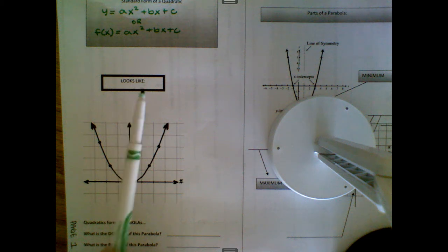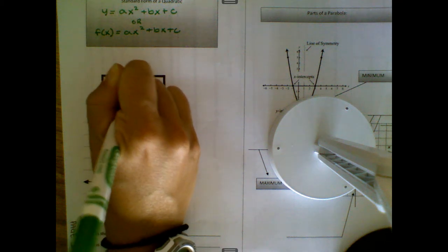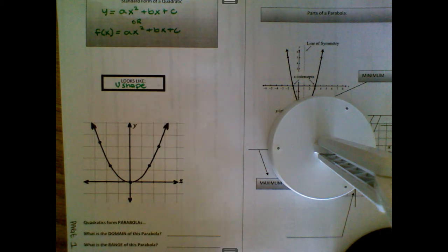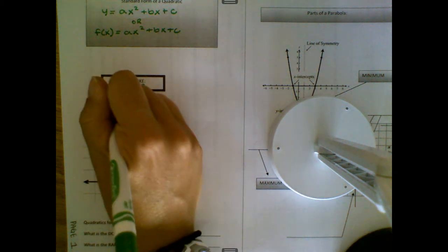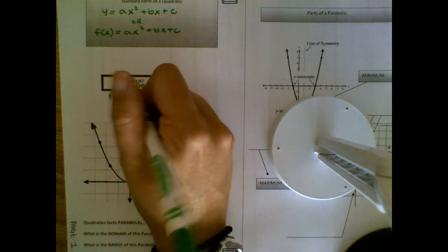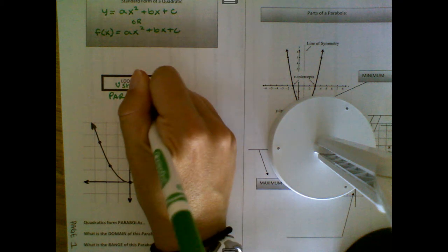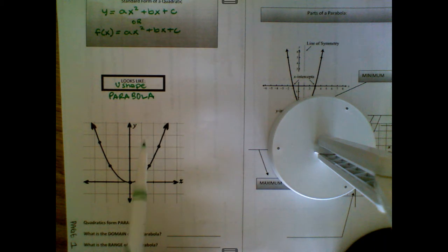So it looks like this U shape. So we're going to write U shape. And that U shape can also be upside down. And it has a special name. This U shape's special name in math is a parabola. Try saying that five times fast. Parabola, parabola, parabola, parabola. Yeah, exactly. But it's called a parabola. So a quadratic's shape is called a parabola.